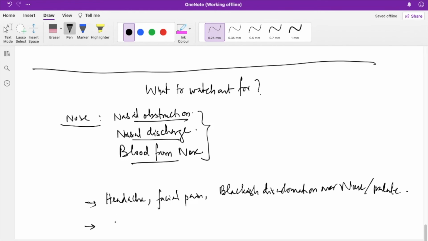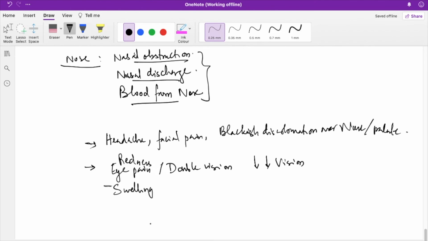There are other symptoms related to the eye pain, diplopia or double vision. There will be decreased vision, but these all can be late symptoms. There can be earlier eye pain, there can be redness in the eye, swelling anywhere in the face, in and around the eye. There can be tooth pain.